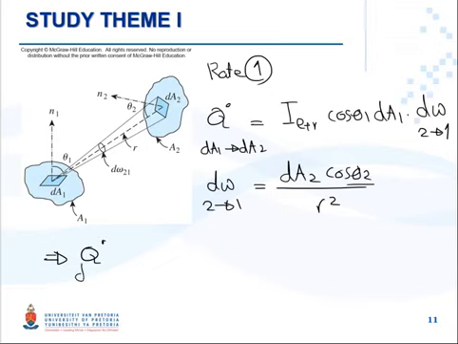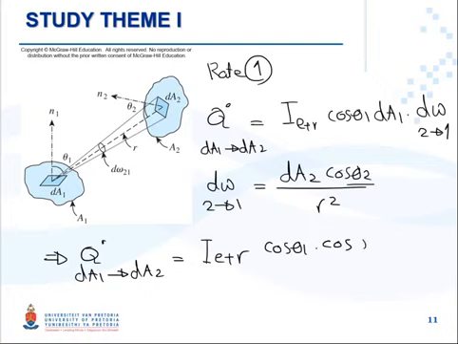Then we have dQ̇ from dA1 to dA2 is equal to (E plus R) sine theta 1 cosine theta 2 divided by r² dA1 dA2. Okay, that is rate 1.